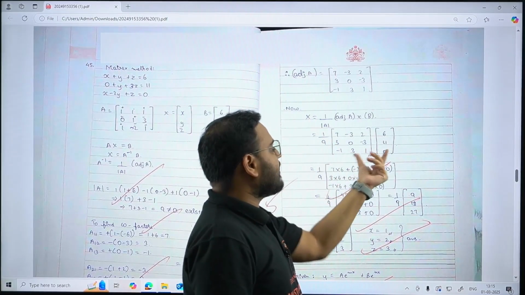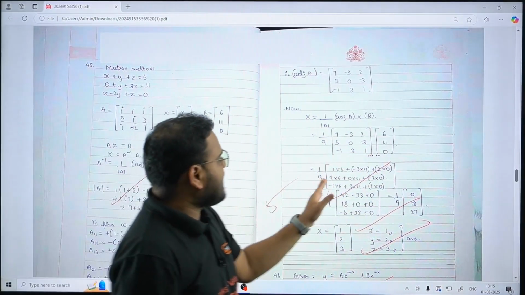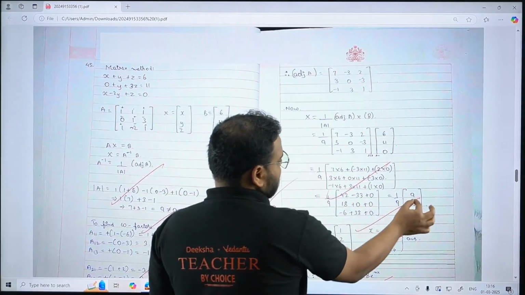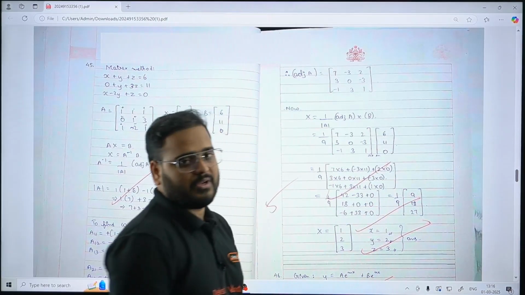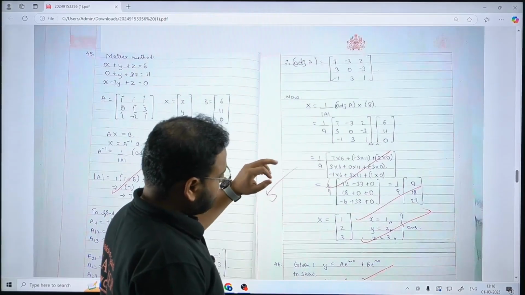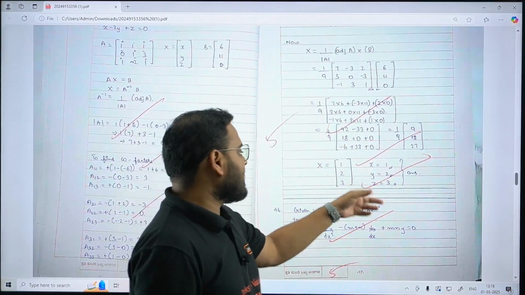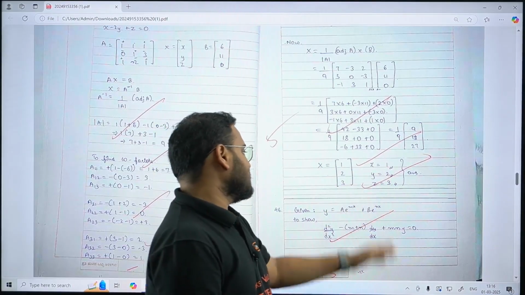Get the matrix over there. Do the multiplication properly. Show the signs also like this. Don't just write the final answer. Don't write the final answer as 9. Right? Show the multiplication over here as well. Okay. And mention the answer very clearly in both matrix and individual x, y, z form. X is 1, y is 2, z is 3.